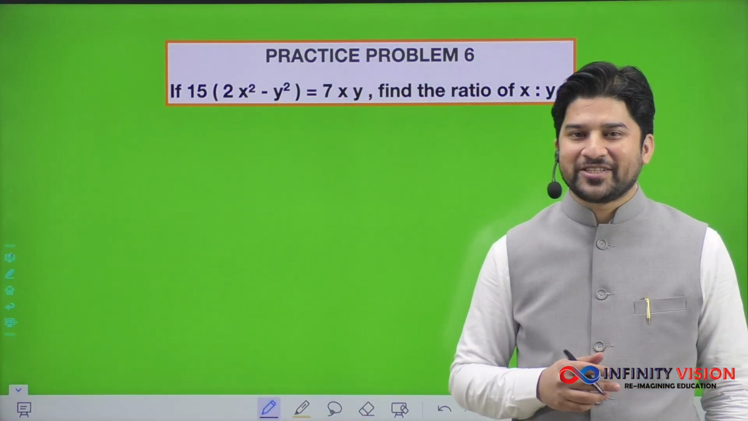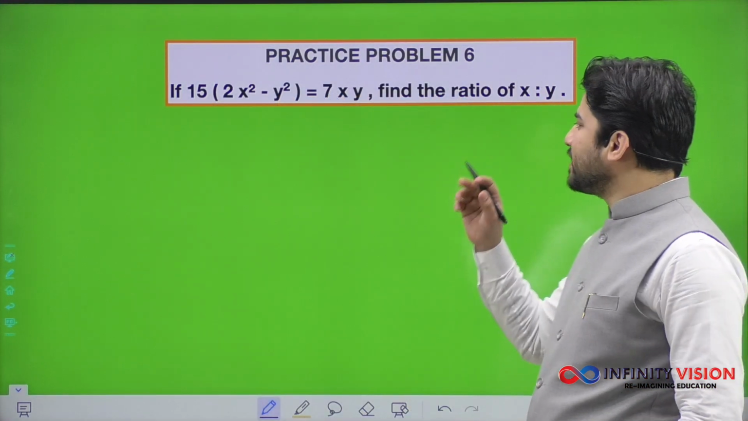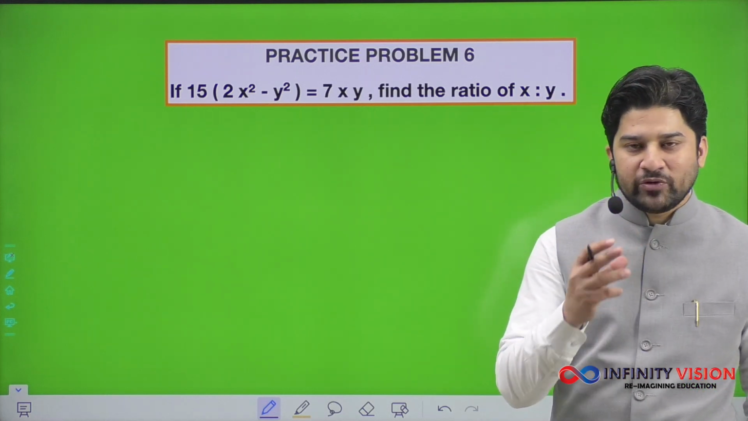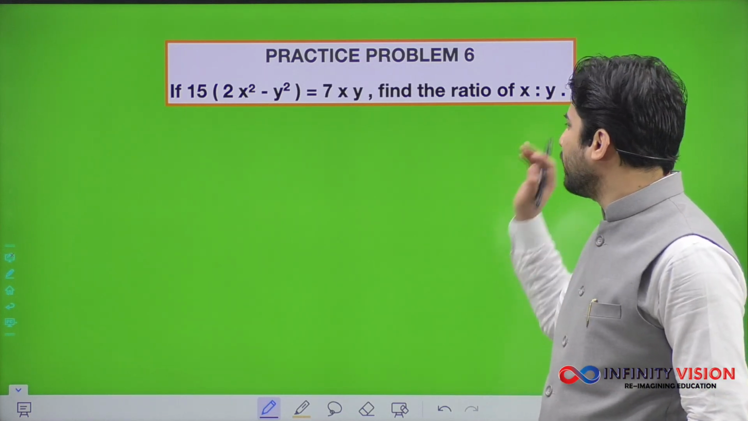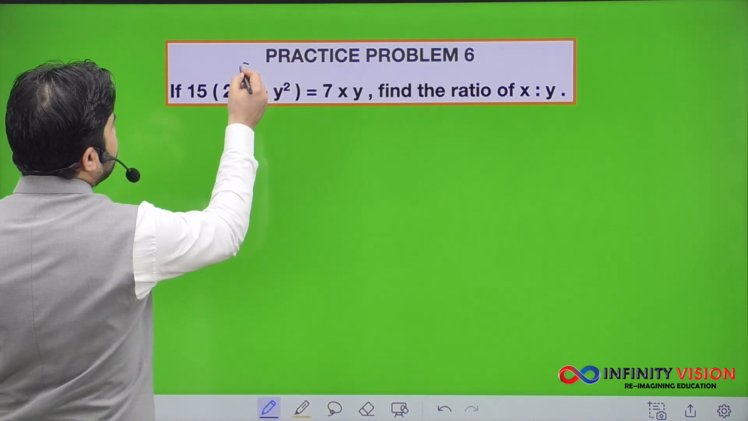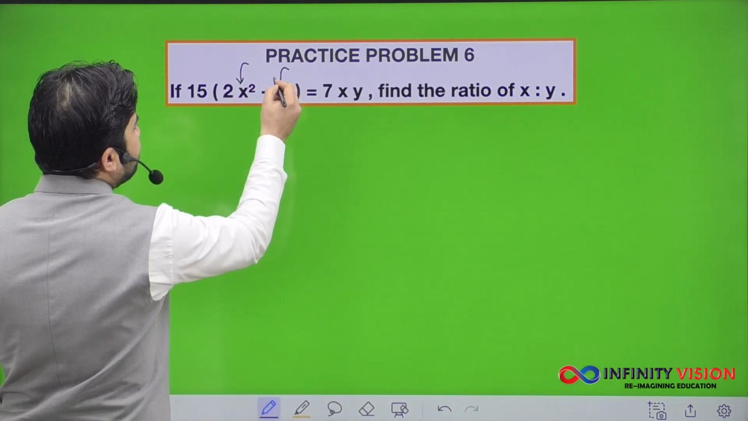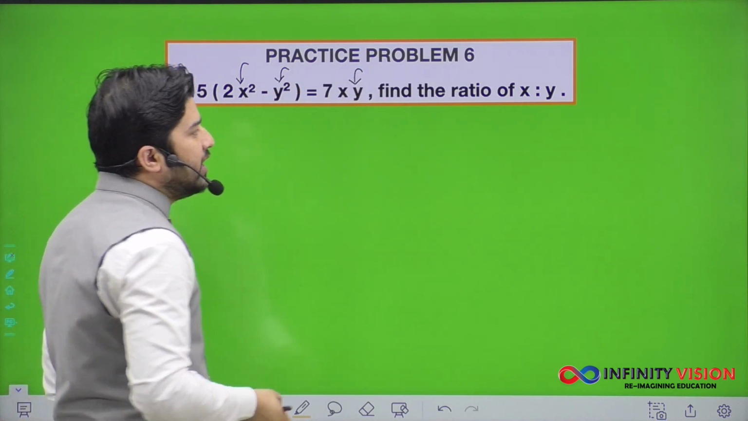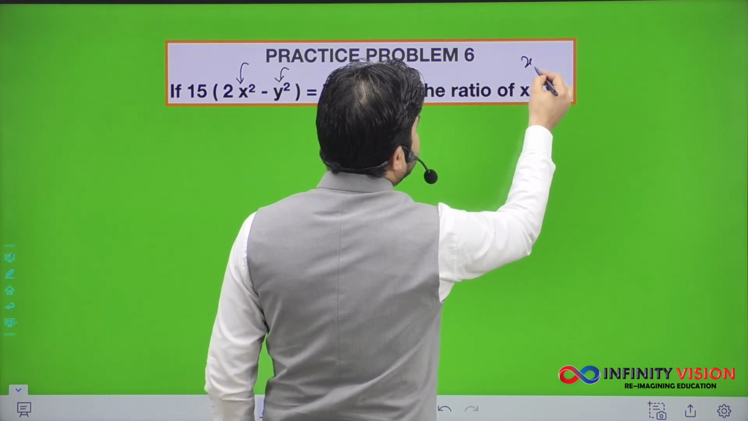Now let's read our sixth problem. The problem says if 15 into 2x square minus y square is equivalent to 7xy, you have to find the ratio of x is to y. So what I see in the first term x square, in the second term I see y square, and in the third term I see xy, and you need to find the value of x by y.